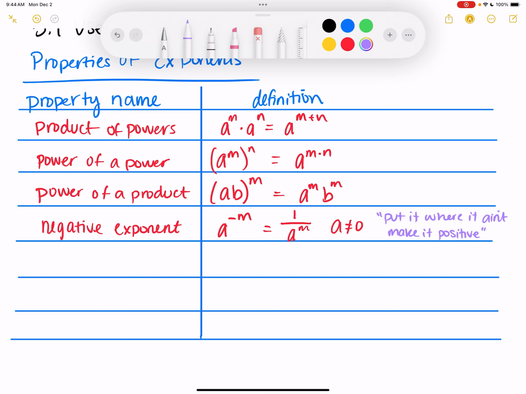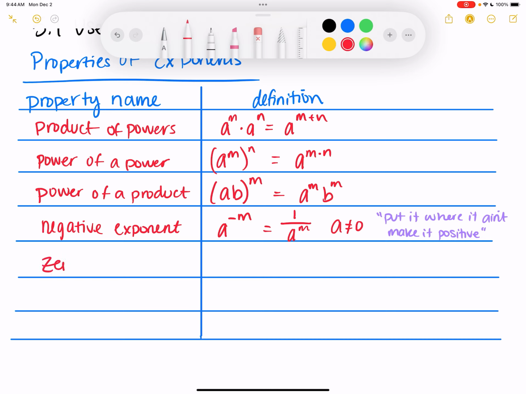Now, I will say, the farther we get along, I will more so say put it where it ain't and change the sign. Because sometimes we need to move something so that we can subtract the exponents and stuff like that, which you'll see in just a second.